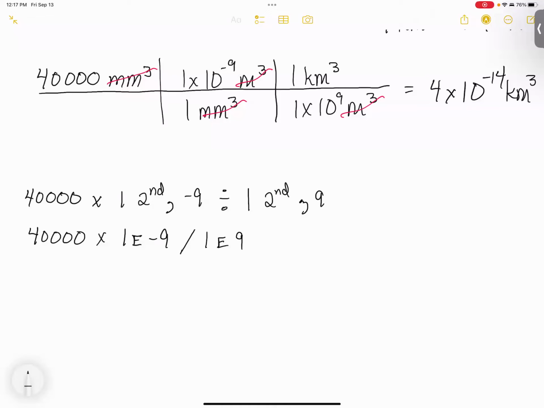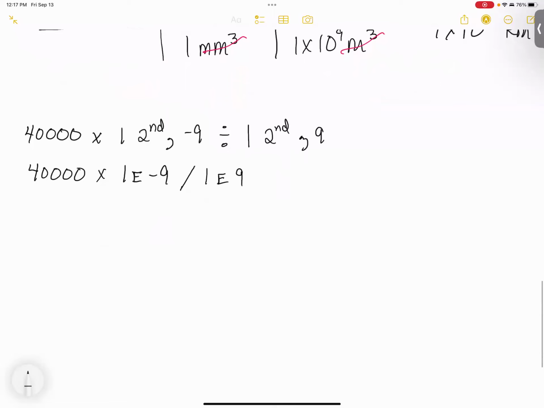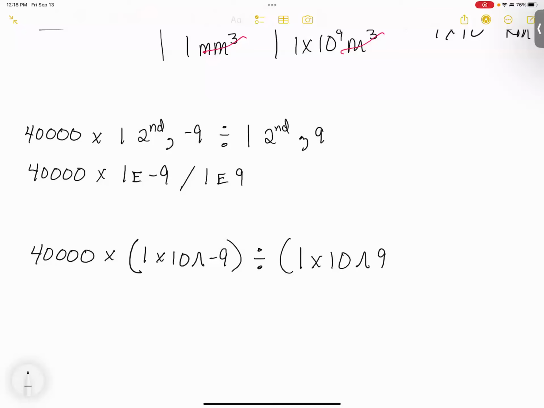Now, if you don't have the EE button, the other way to key this in would have been 40,000 times, open parentheses, 1 times 10 to the -9, divided by, open parentheses, 1 times 10 to the 9. And it just depends upon your calculator.